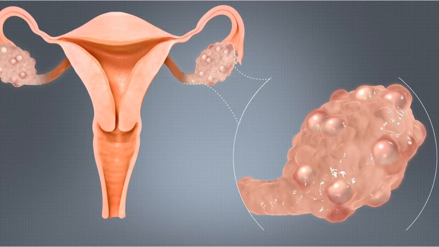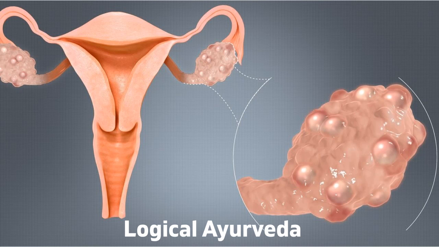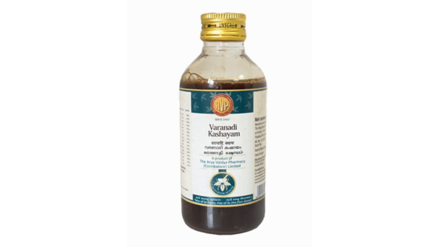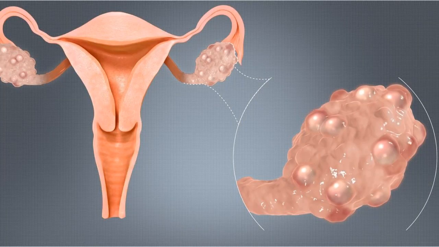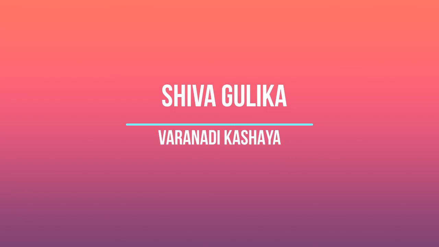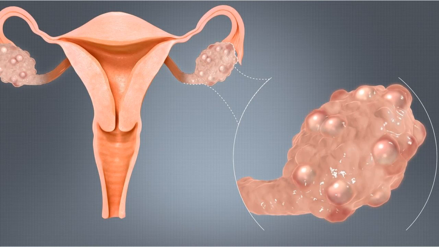And another type of growth is polycystic ovarian disease. In polycystic ovarian disease also, as I told, Varanadi kashayam along with Kanchanara guglu is very beautiful in treating it. Sometimes I mix Varanadi with Saptasaram, sometimes I use Saptasaram kashayam alone when the periods are irregular, and wherever possible for this growth, I also include Shiva Gulika, because that is also useful in treating PCOD and other growth conditions as well. Wherever there is polyp or some mass inside, definitely Shiva Gulika also will help along with Varanadi kashayam and Kanchanara guglu.